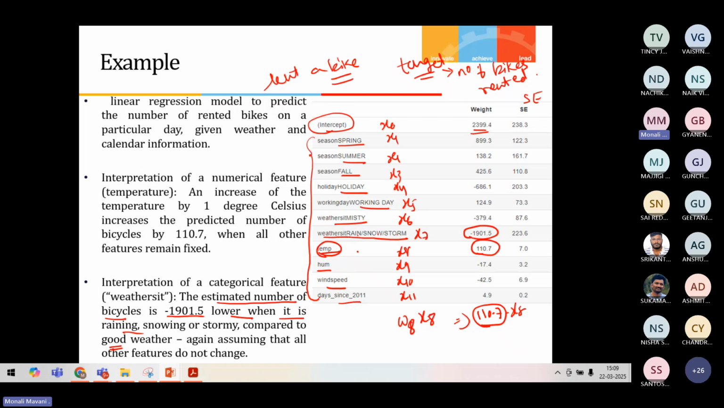But if the temperature increases by 1 degree, then the number of bikes that will be rented will also increase by 110. With every increase in temperature, 110 more bikes will be rented. This is the way we can interpret the weight of every feature in linear regression.